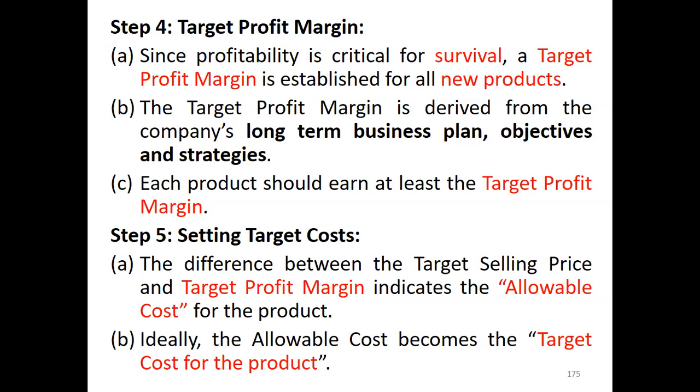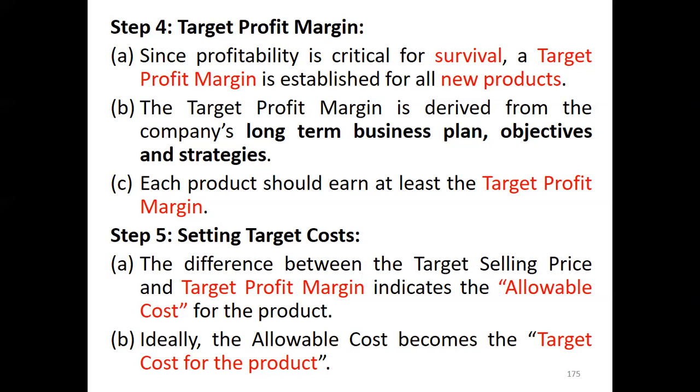The target profit margin is derived from the company's long-run business plan, objective and strategy. Company का plan क्या है? For how many years, how many days company wanted to survive in this field? कंपनी के बिजनेस प्लान क्या है, ऑब्जेक्टिव्स क्या है, स्ट्रेटेजीज क्या है? By understanding this, I will decide the target margin or profit margin. Each product should earn at least target profit margin. और हम लोग क्या करेंगे, ये टारगेट कौन सा भी जो हम लोग मैन्युफैक्चरिंग करेंगे कम से कम उतना तो प्रॉफिट मार्जिन कमाना चाहिए, वो प्रॉफिट मार्जिन हम लोग डिसाइड करेंगे। So this is about the target profit margin. This is the fourth stage.